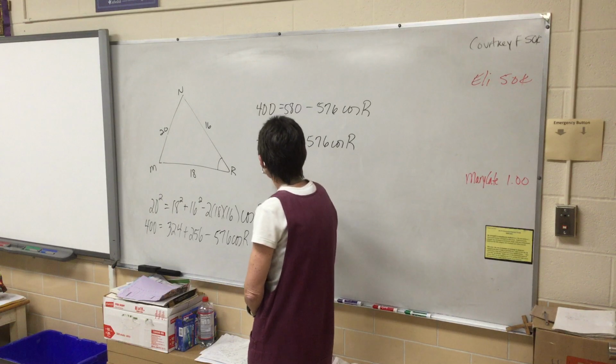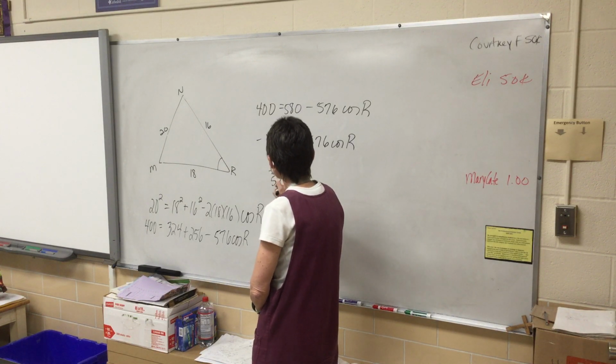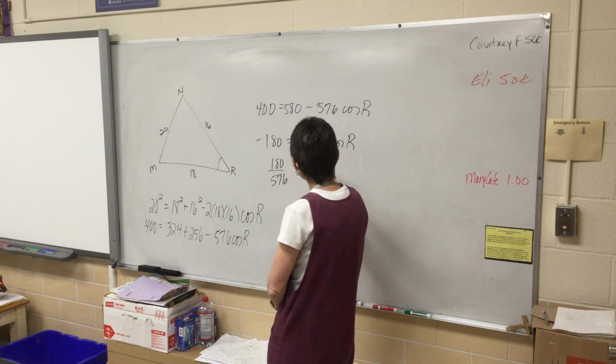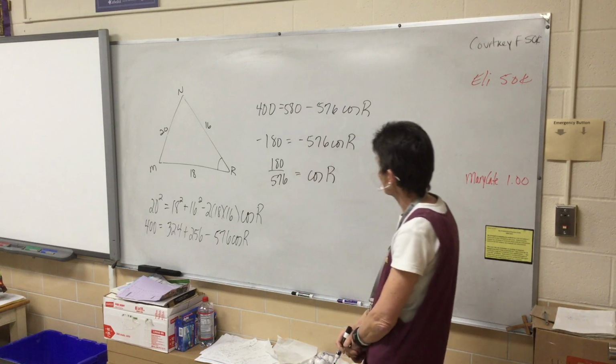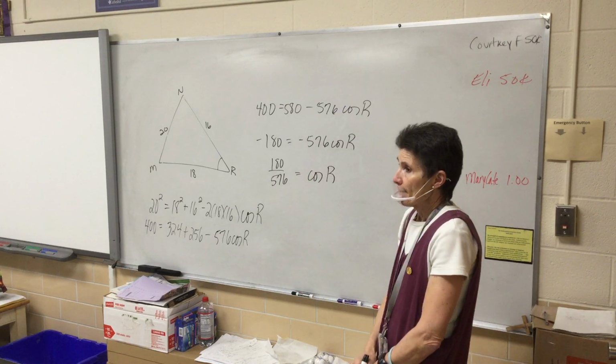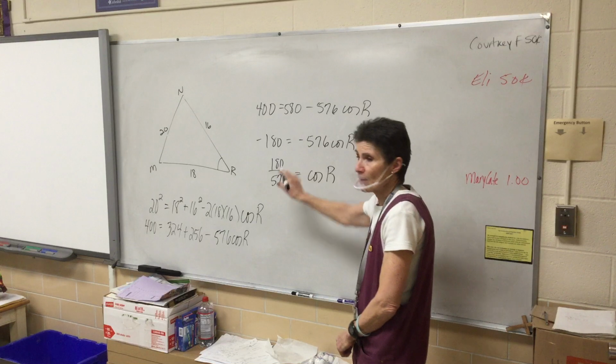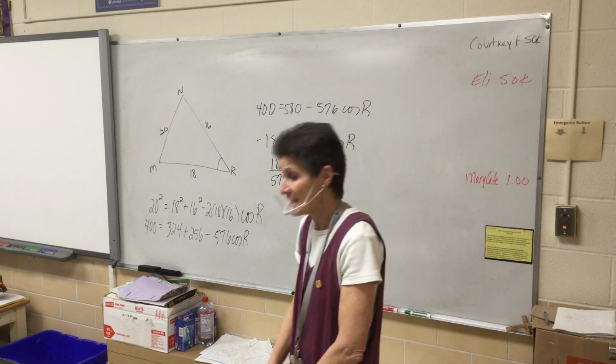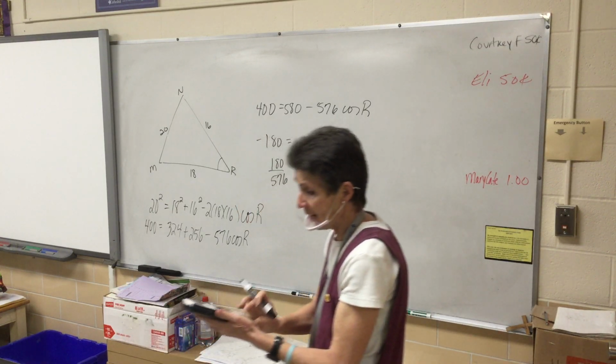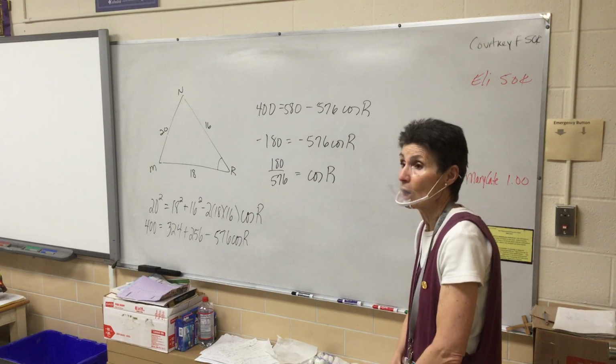Divide, so we have 180 over 576. The negatives cancel, so I'm just not even going to write them down. Don't waste time reducing that fraction. I know it reduces, but that's not the answer. The answer is the angle. How are we going to find the angle? We need to know what R is.